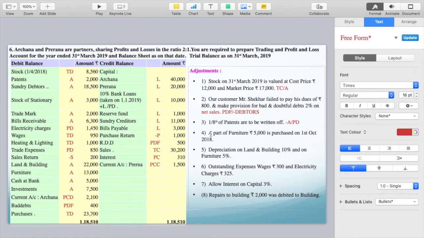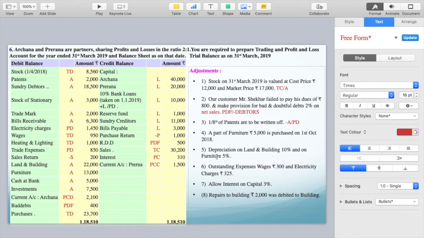Fourth, a part of furniture rupees 5,000 is purchased on 1st October 2018. Now this is not an adjustment, because they say that furniture has already been purchased on 1st October 2018. So the part of the furniture is 5,000 which has been purchased. So out of 13,000, 5,000 is a new purchase in the current year. Okay, and the 8,000 is old furniture. So this information is given for calculation of depreciation. So on 8,000 you have to calculate for the entire year, and on 5,000 you have to calculate for 6 months. That is from 1st October 2018 to 31st March 2019.